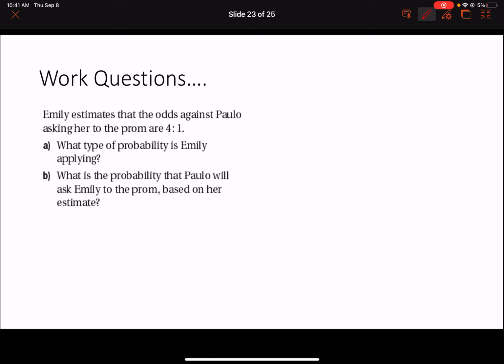Okay. Emily estimates that the odds against Paulo asking her to the prom are 4 to 1. Odds against. Okay, what is the probability? What type of probability is Emily applying? Well, let's see. What are the probabilities we know? Theoretical? Does she know all possible outcomes? No. What other probability did we have? Experimental?